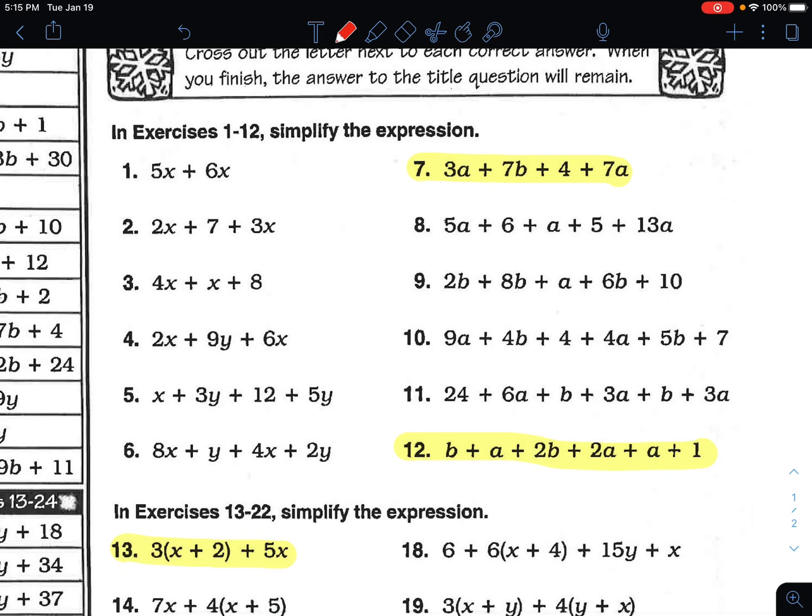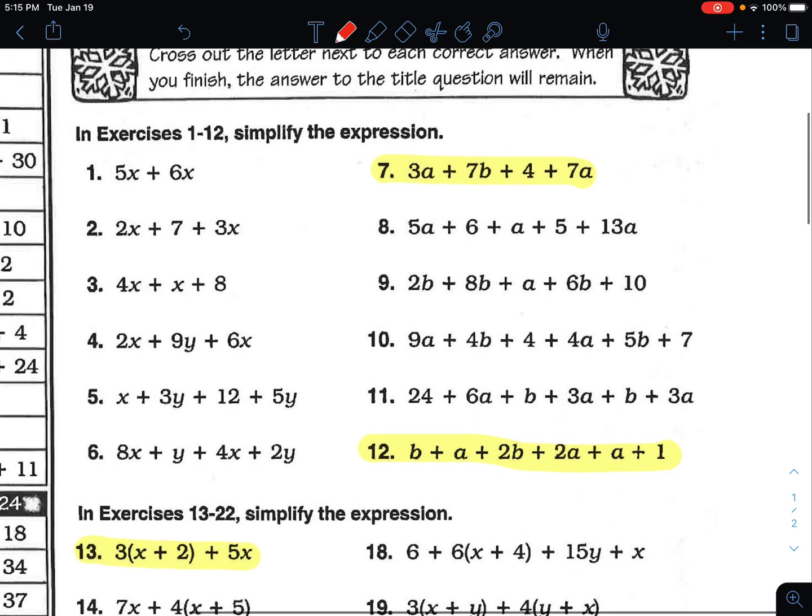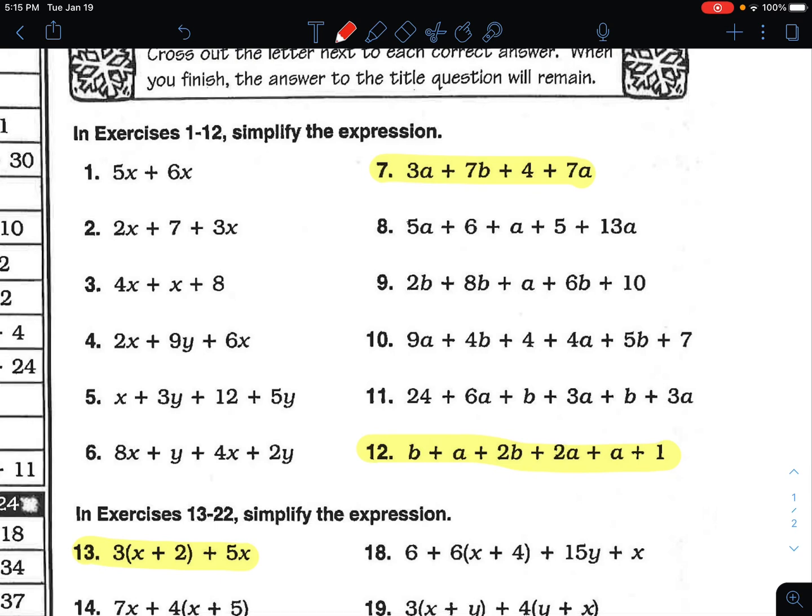As you can see, there's just not very much room to write this, so you may want to rewrite it at the bottom. Some of these actually are not too bad. So let's take a look at 7. What we need to do is combine like terms. Like terms are, for example, 3a is like 7a because they both have a single a.